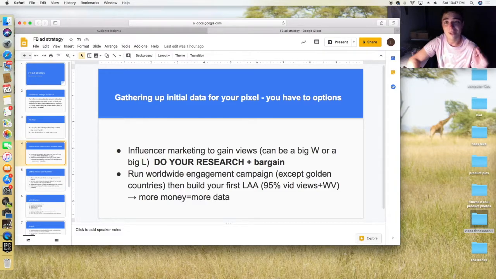So the second method will actually give you worse leads. However, it will give you very, very high social proof. The second method is pretty much running a worldwide campaign and excluding the most expensive countries, which are the United States, Canada, Australia, and the United Kingdom. The reason you want to exclude them is to make sure that your views are super, super cheap. Now, if you put in $10, you can literally get 100,000 to 300,000 views, and based on that, you can create your first lookalike audience.